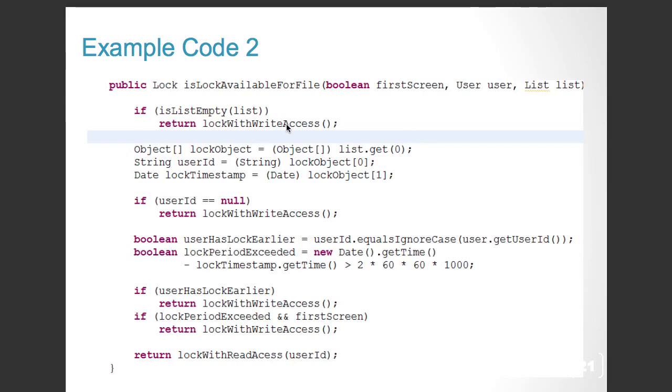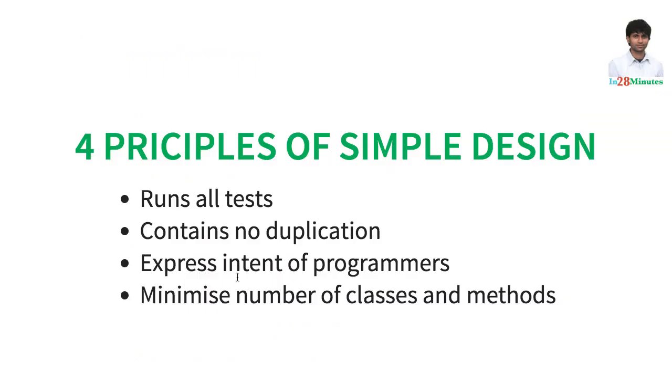Once you have good variable names and method names, you can easily create classes with good names and it flows up from there. Expressing the intent of programmers is also called clarity of code. Your code should be so clear that anybody who looks at it will be able to understand it very fast.